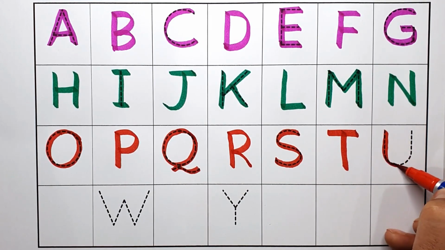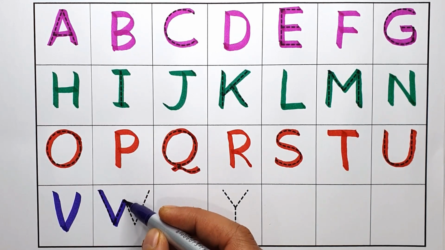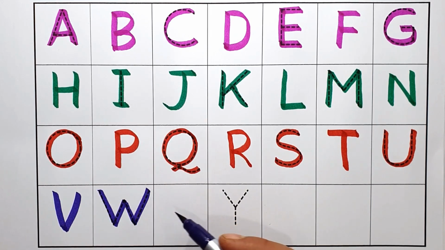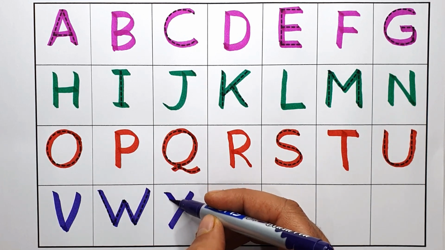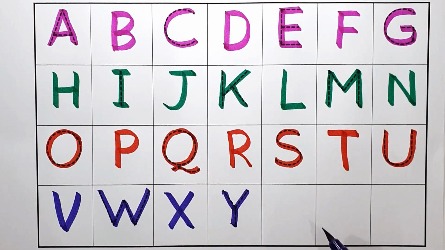U, U for unicorn. Violet color. V, V for van. W, W for water. X, X for Xmas tree. Y for jack. Z, Z for zebra.